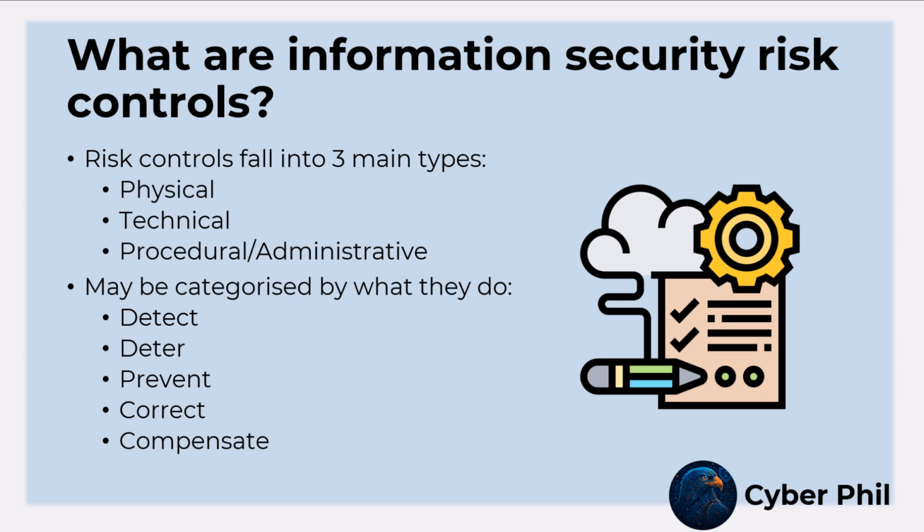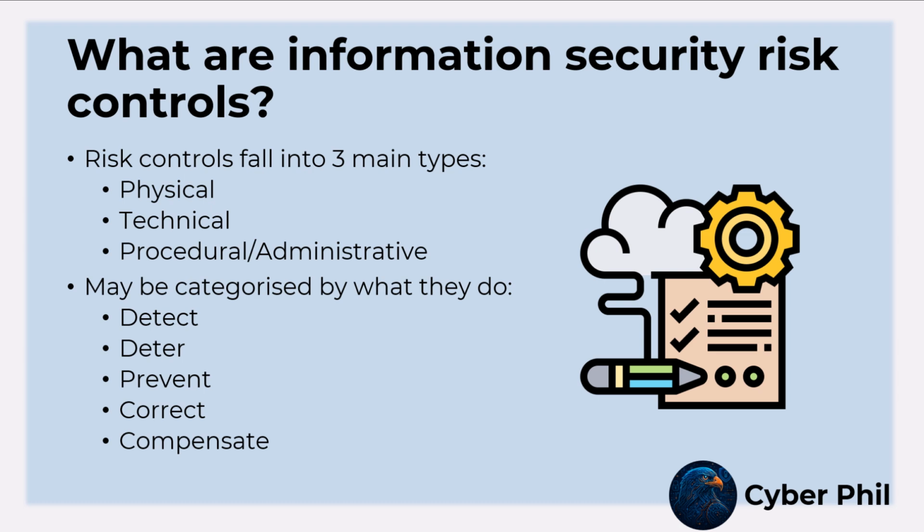An interim control, which we just put in to mitigate something for a short period of time, may be a compensating control. So it fills in a gap until such time as the business can get a physical, technical or procedural control in place, which is going to be more of a permanent feature.